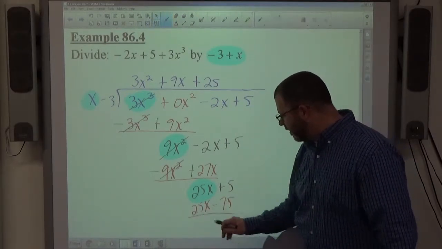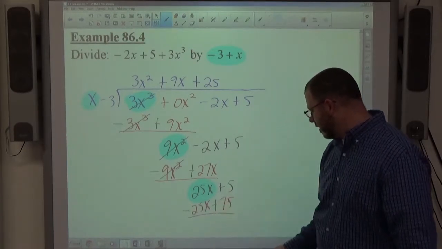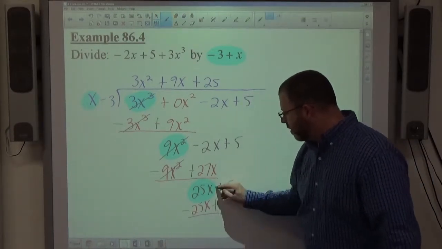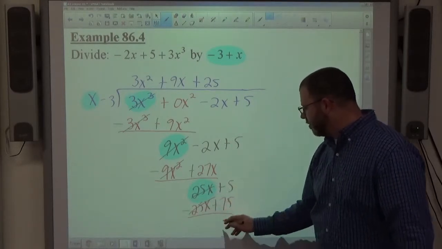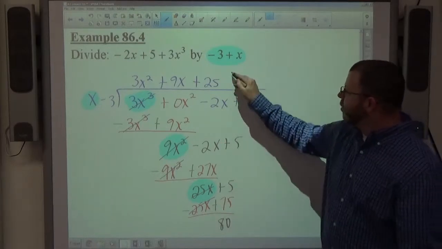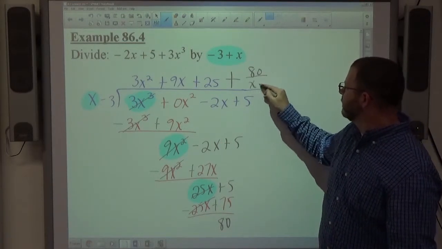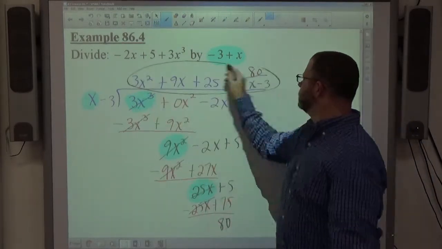We change the signs. Subtraction is changing signs. 25x becomes negative, 75 becomes positive. Opposites in front cancel. 5 and 75 both positive, add up to make positive 80. Positive remainder, so I put a plus sign there. And then I put my remainder over my divisor for my quotient.